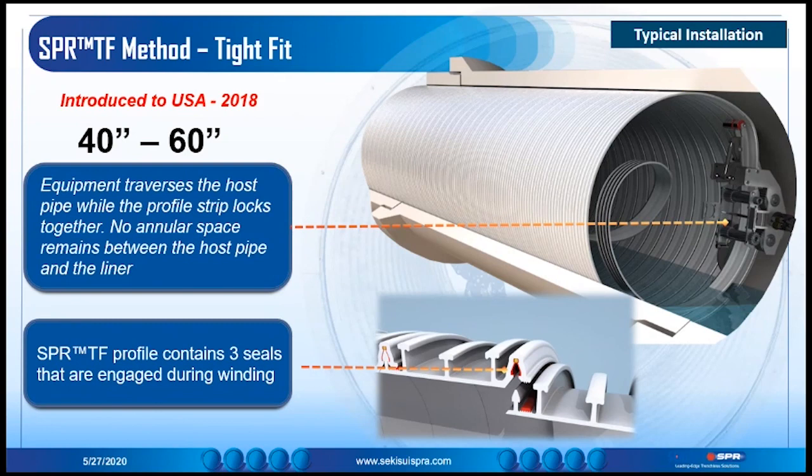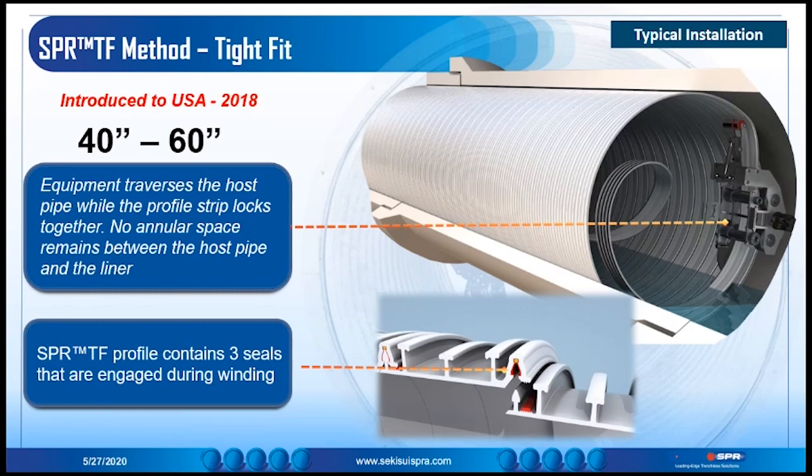So as you can see, this is another tight fit lining solution that does not require annular space grouting. Little different than the EX system, which was stationary within the host pipe, you now have a traverse fit system. The Sekisui engineers developed this technology because they believed that we could get longer run lengths and a tighter fit by having a hydraulically powered traverse system in order to install at this diameter range.